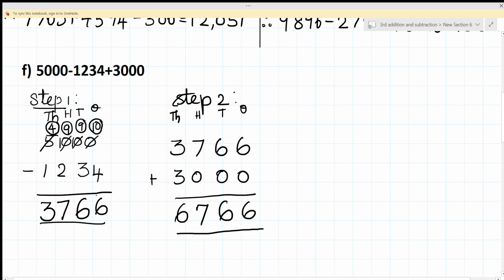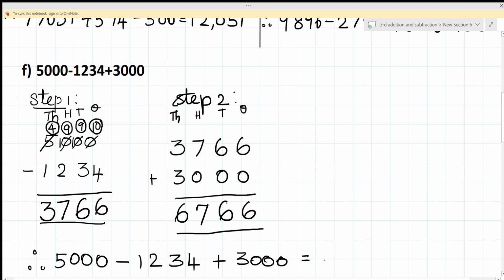If you add the difference of first two numbers and the third number, you will get 6,766. Therefore, 5,000 minus 1,234 plus 3,000 equals 6,766. Now, we'll move to the next question.